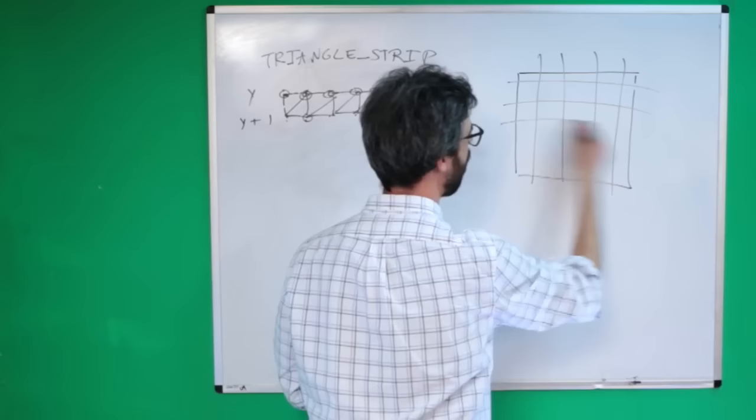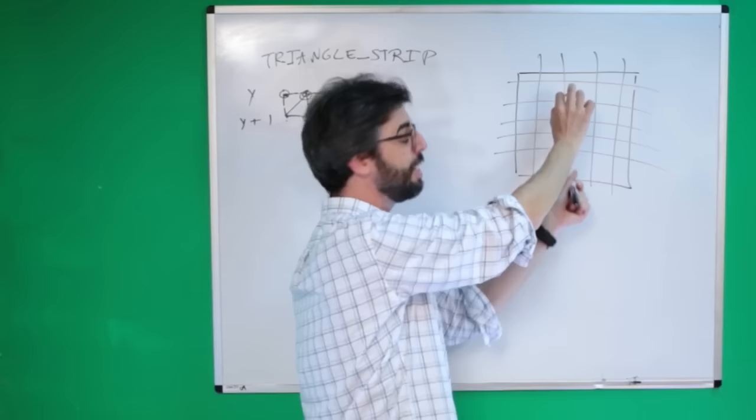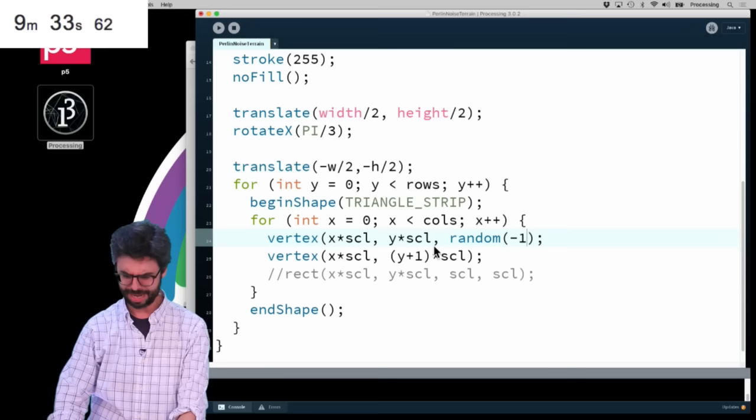But if I want to take this point and pull it up a little bit, so when it's turned on its side, it looks like it's going up along the y-axis, it's really changing the z value. The z value for all of those vertices has been 0 all along. So let's go now and say, what if I were to do random negative 100, 100 for all the z values?